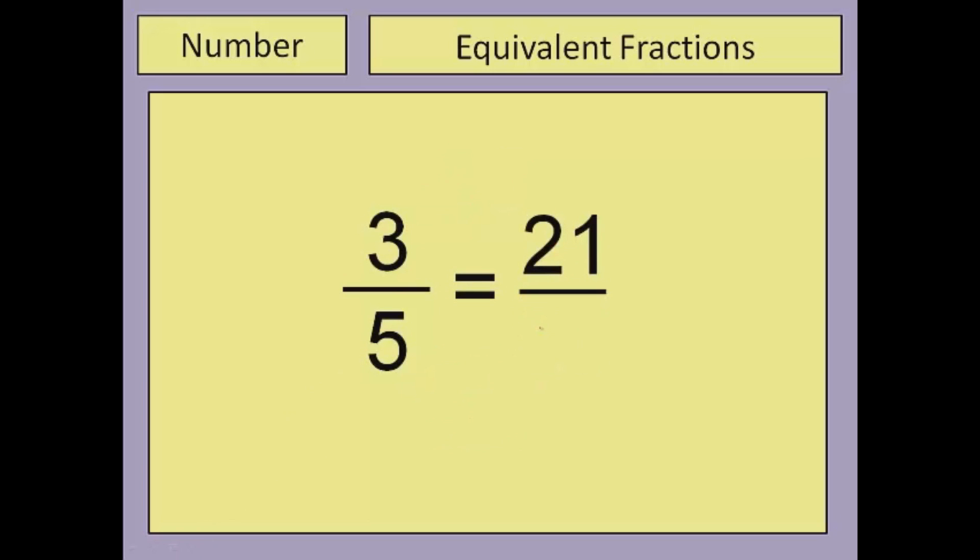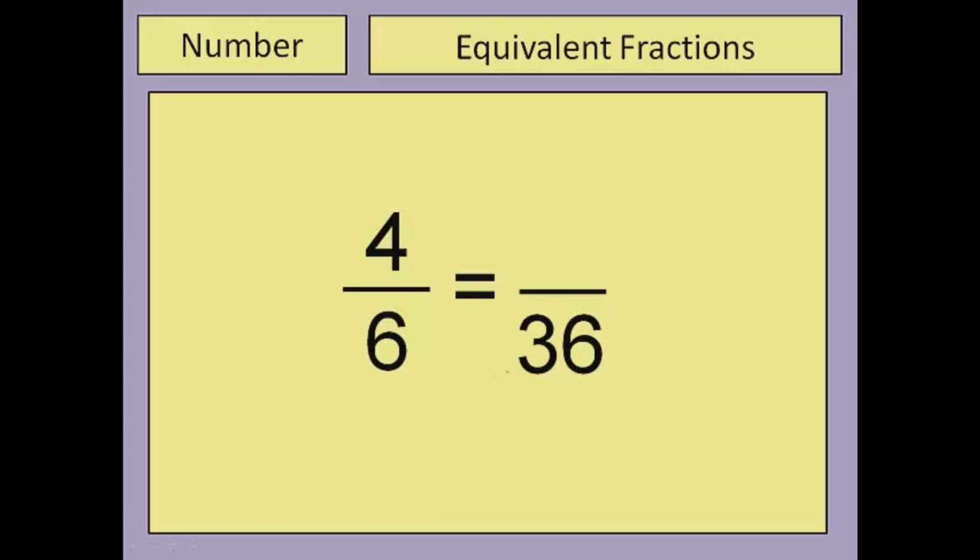What about if the bottom number is missing, the denominator here? Well, it's the same thing. The link between the top and bottoms must be the same, so we'll look at the link between the top numbers, the numerators. 3 to 21, well that's multiplied by 7, so I'd need to multiply by 7 on the bottom as well. 5 times 7, that's 35.